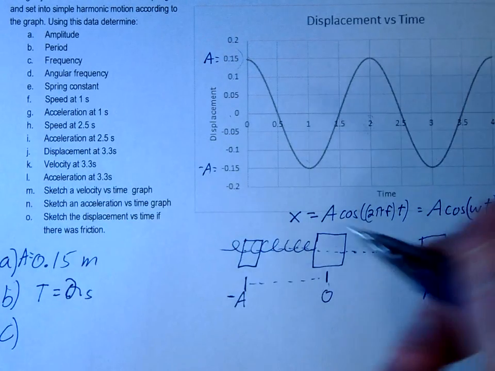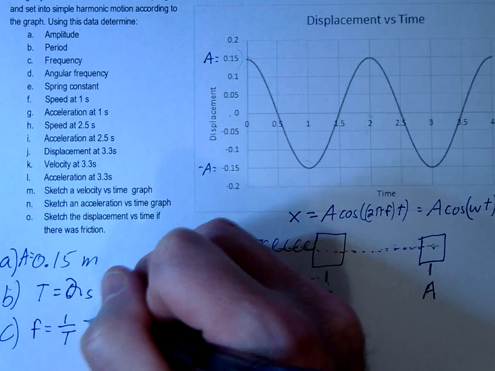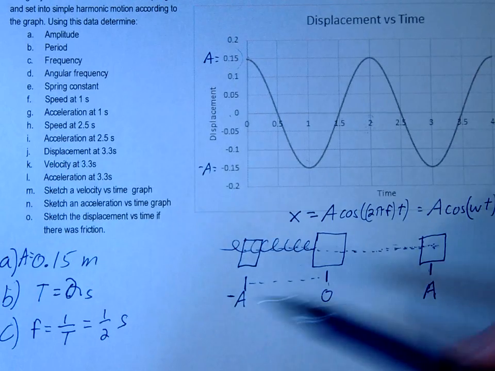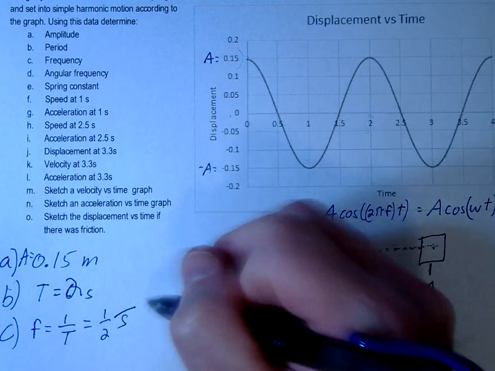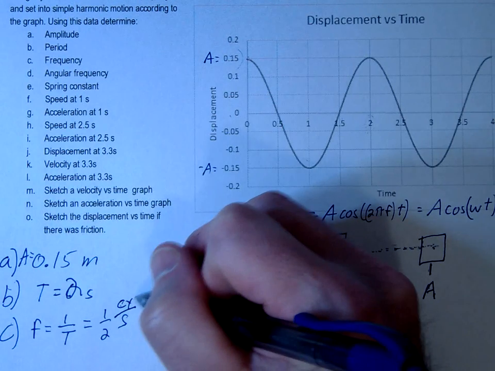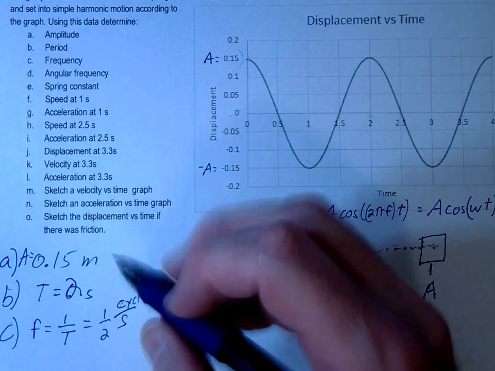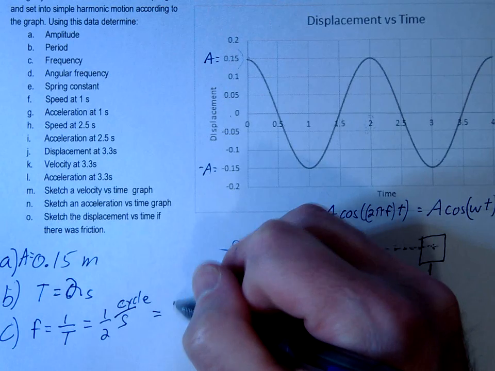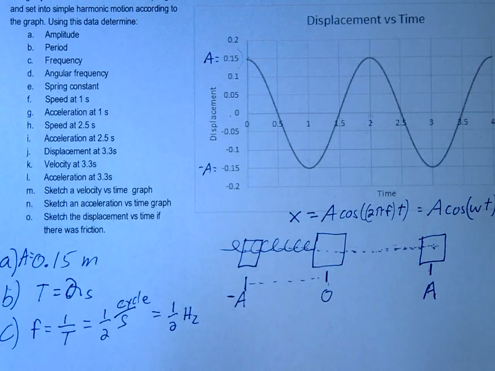All right, letter C. So our frequency, well, the relationship between frequency and period is simple. It's just 1 over T. So this is going to be a half of a second. And the concept of this, oops, this is not half of a second. This is a half of a cycle per second. So 0.5 cycles per second, or half of a cycle per second. This one you can also write as hertz. That's the normal unit, but I like to use cycles per second.